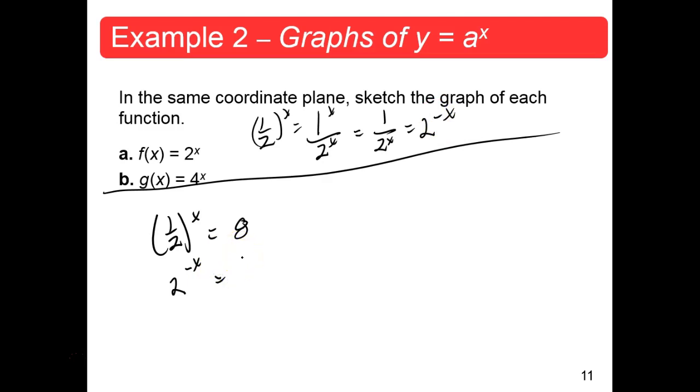Now can we get 8 as some power of 2? 8 is 2 to the third. Now we have the same base. Apparently different exponents, but they can't be different. This implies that negative x is equal to 3, which also implies that x must be negative 3. You can do that by either multiplying or dividing by minus 1.